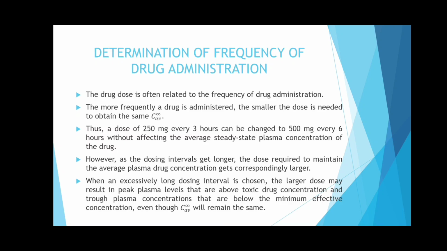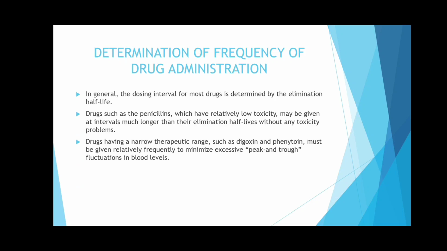So a dose should be adjusted such that the peak should be below the maximum tolerable concentration and the trough should be above the minimal effective concentration. In general, the dosing interval for most drugs is determined by elimination half-life. Drugs such as penicillins, which have relatively low toxicity, may be given at intervals much longer than their elimination half-lives without any toxicity problems. Drugs having a narrow therapeutic range such as digoxin and phenytoin must be given relatively frequently to minimize the excessive peak and trough fluctuation in the blood levels.